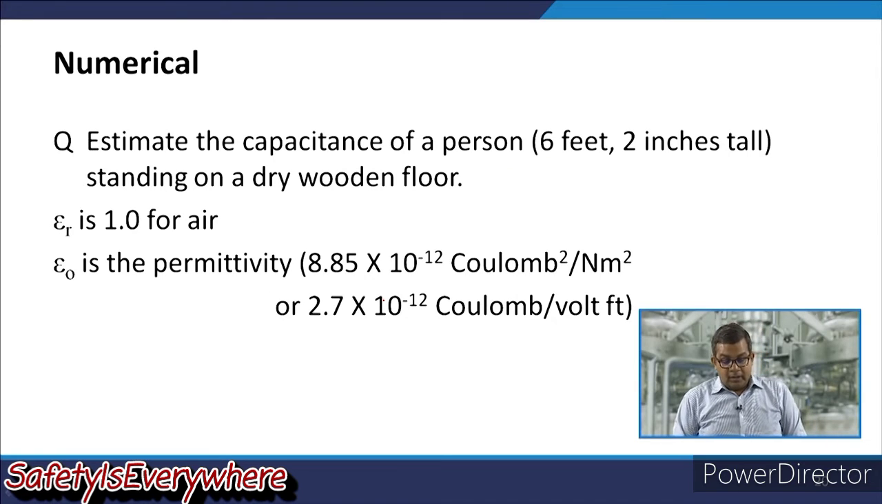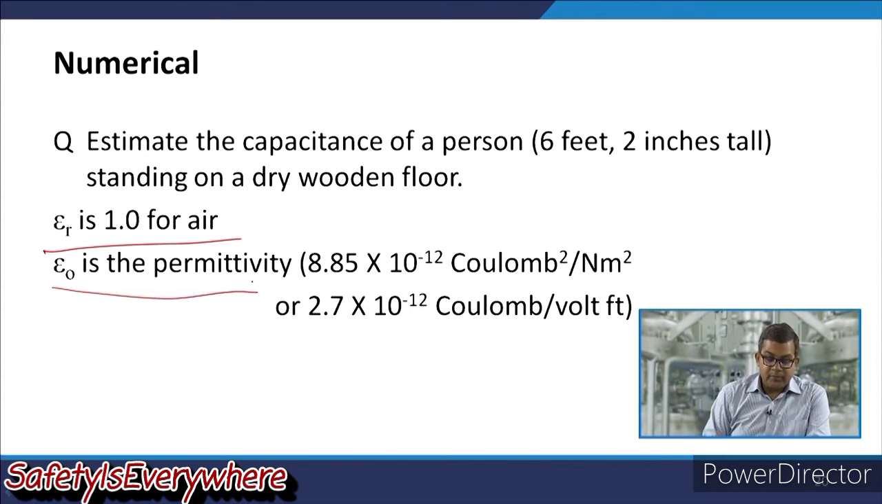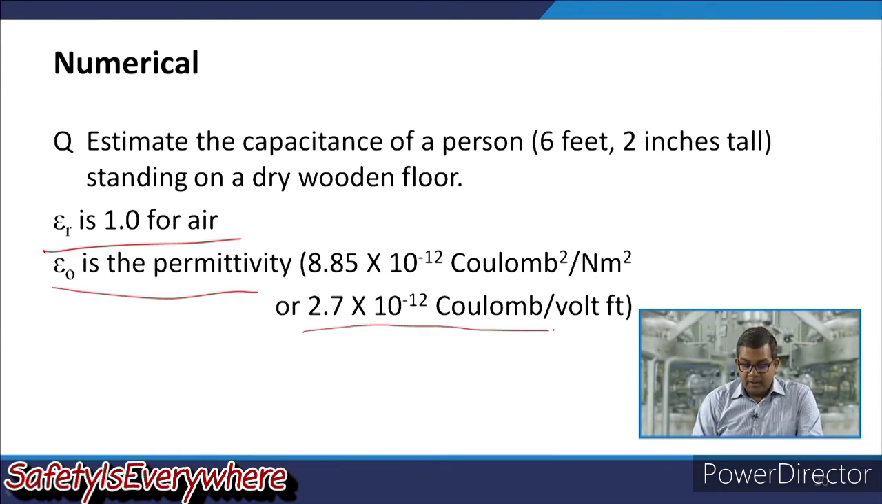Now let us have a look at another numerical, where you need to estimate the capacitance of a person who is 6 feet 2 inches tall, standing on a dry wooden floor. Epsilon R is 1.0 for air, and epsilon naught is the permittivity, which is given as 8.85 times 10 to the power minus 12 coulomb squared per newton meter squared, or 2.7 times 10 to the power minus 12 coulomb per volt foot.